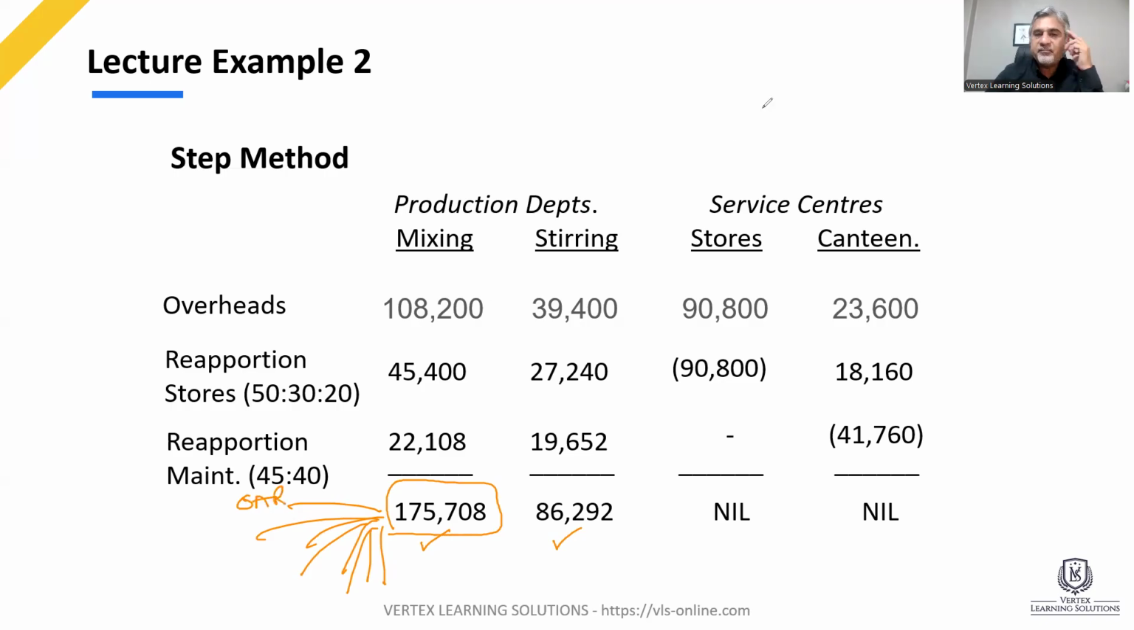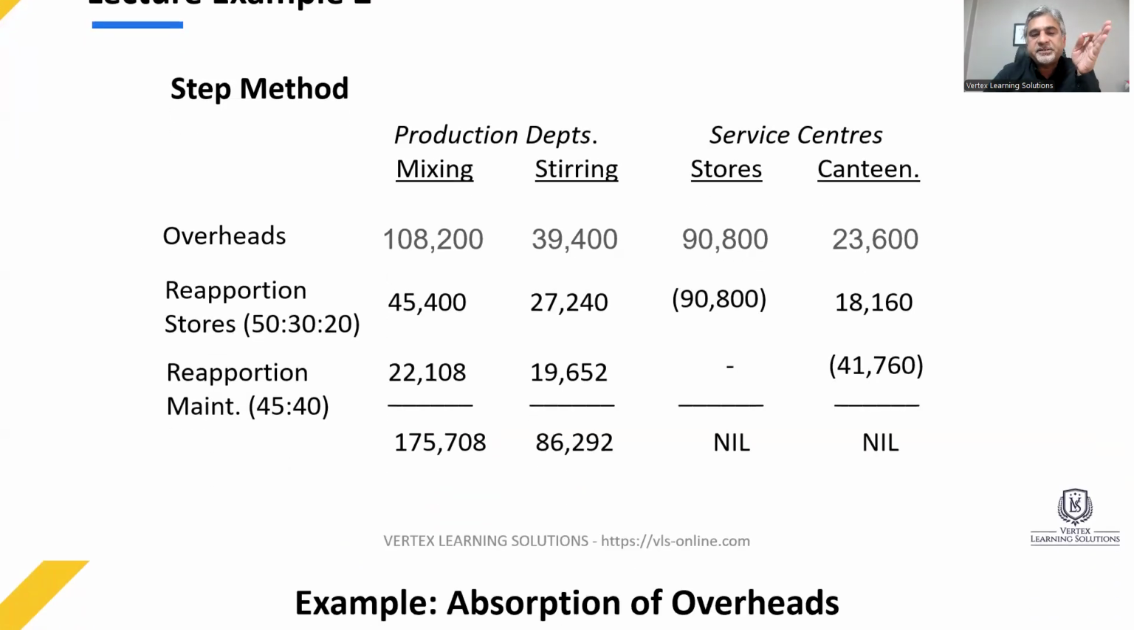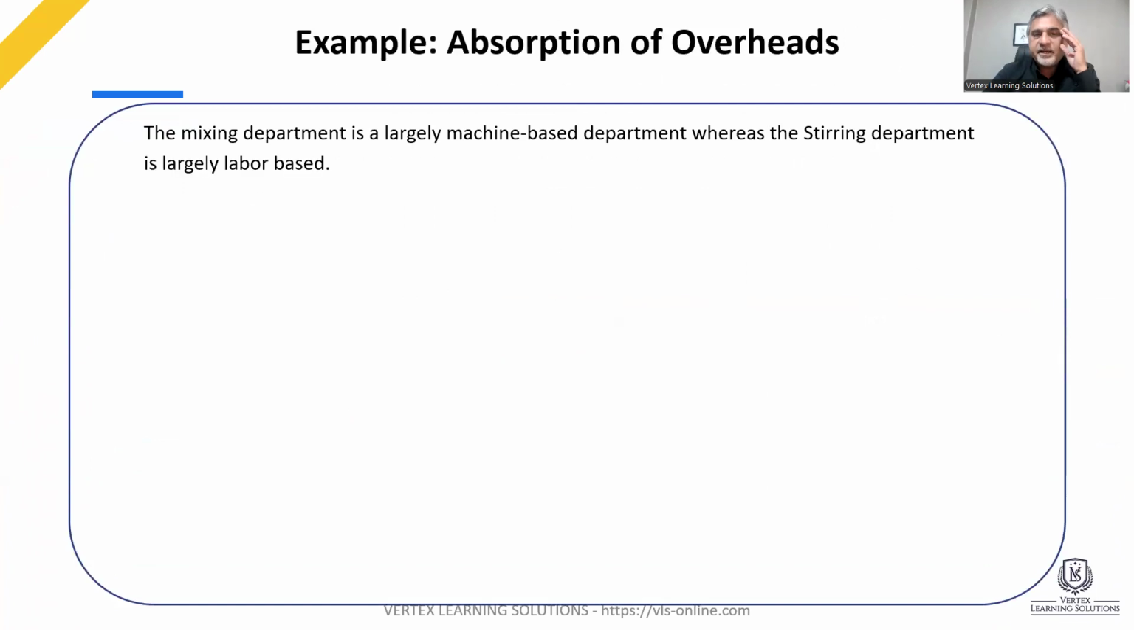So what you do is, once you calculate your total overheads in a certain department, the next step is to calculate the OAR, overhead absorption rate. So what we say here, the mixing department is a largely machine-based department, whereas the stirring department is largely a labor-based department.